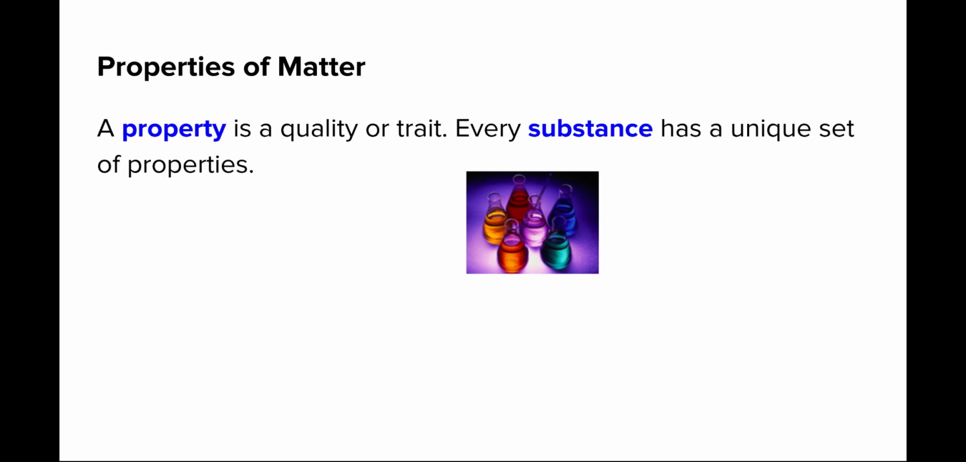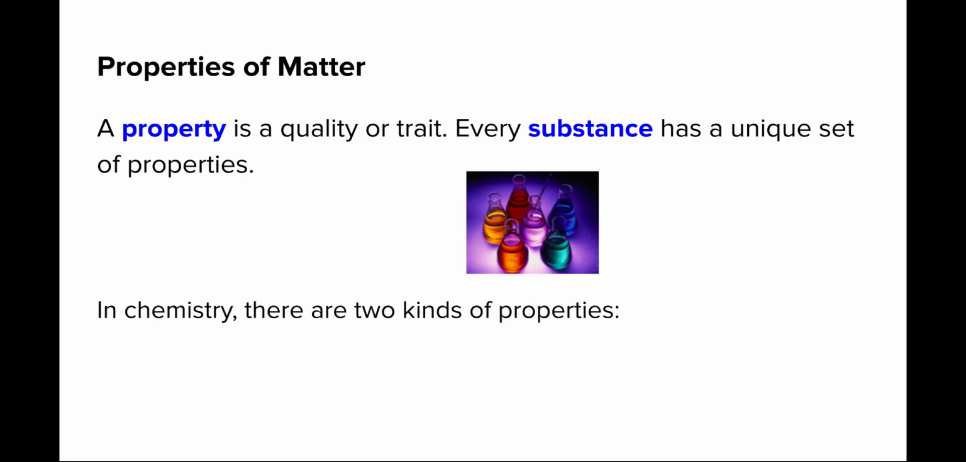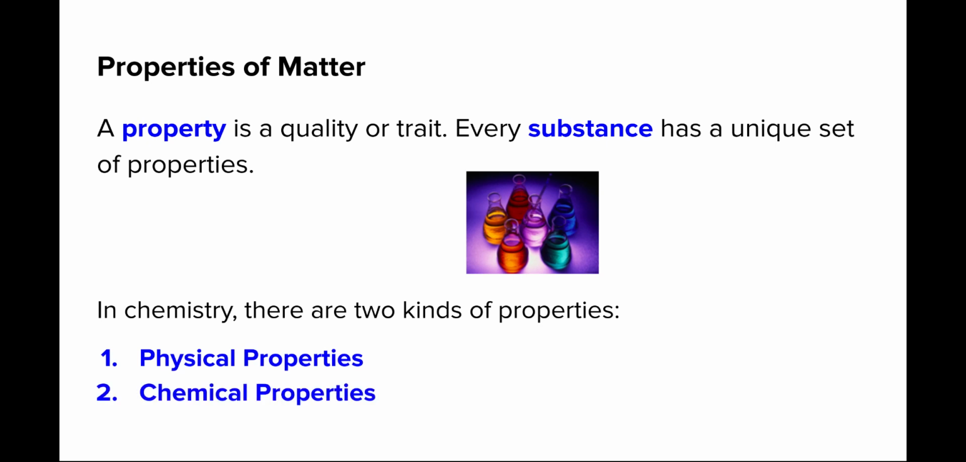So, properties of matter. A property is a quality or trait. Every substance will have a unique set of properties that will make it distinct from other substances. So in chemistry, there are two kinds of properties that we talk about. First, physical properties, and then second, chemical properties.